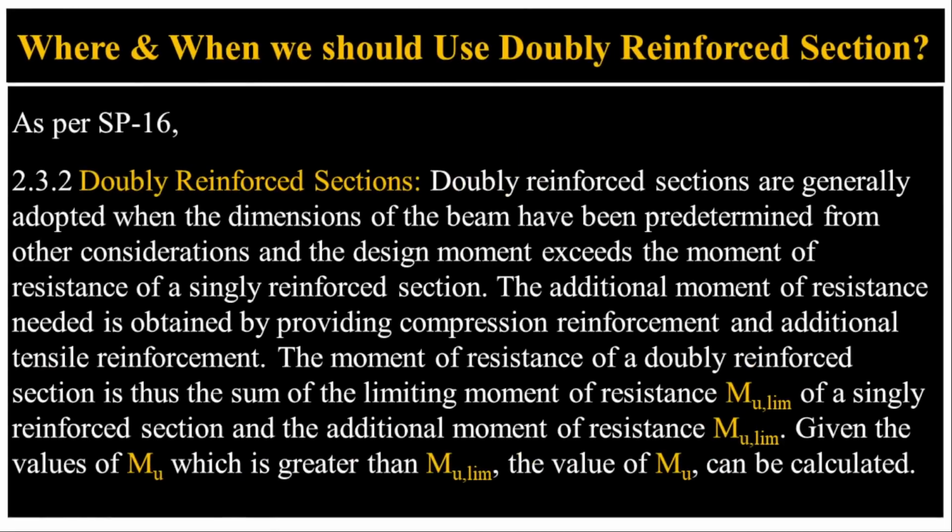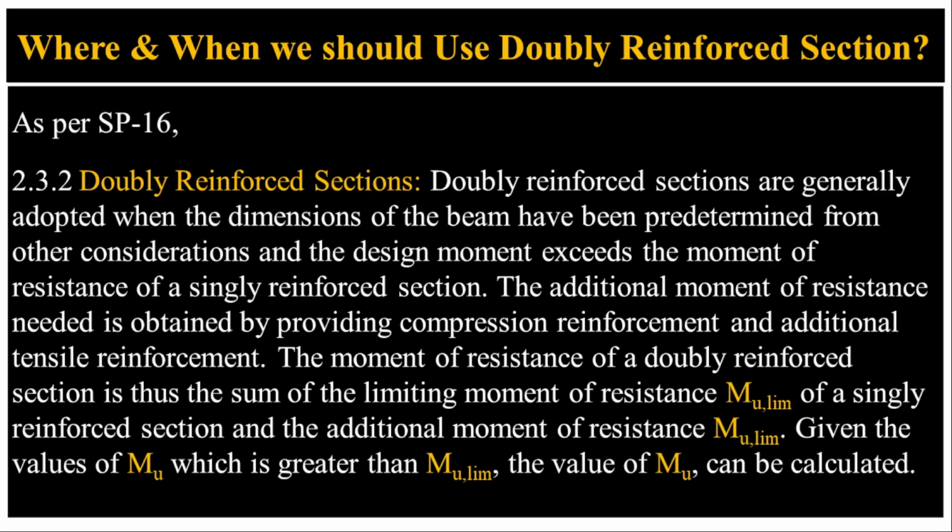Our next question is, where and when should we use a doubly reinforced section? As per SP16, Section 2.3.2 on doubly reinforced sections states, doubly reinforced sections are generally adopted when the dimensions of the beam have been predetermined from other considerations and the design moment exceeds the moment of resistance of a singly reinforced section. The additional moment of resistance needed is obtained by providing compression reinforcement and additional tensile reinforcement.